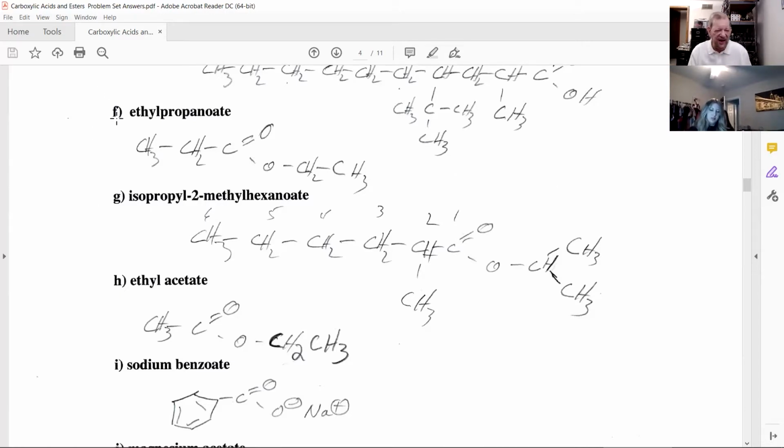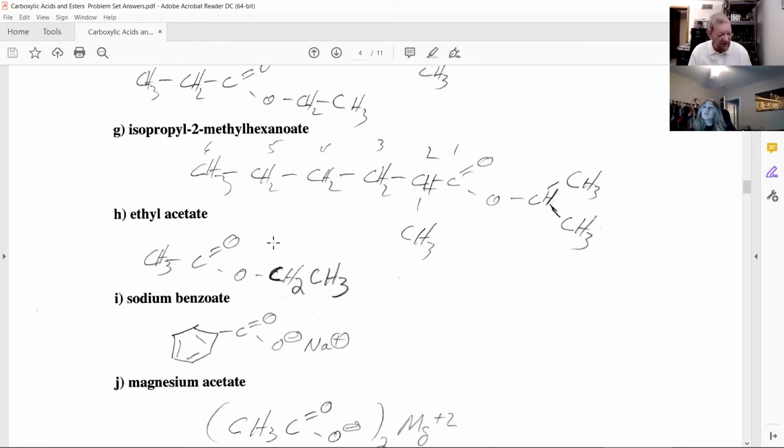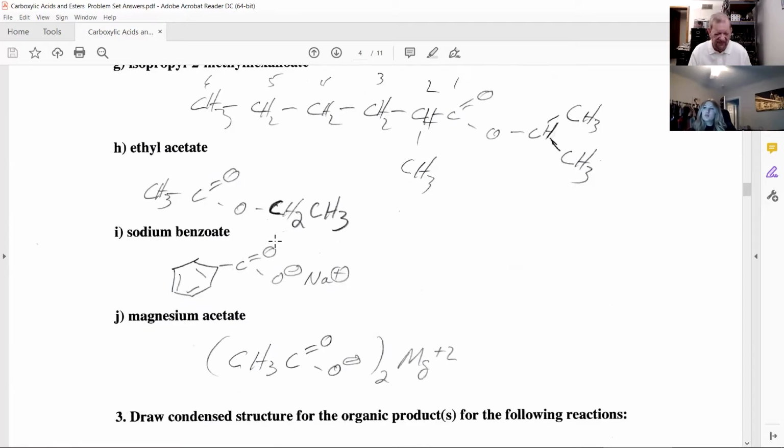All right, let's look at F. Start from the right, move left. The OAT ending tells you it's either a carboxylate anion or an ester. In the front, since you don't see the name of an element, but an alkyl group, it's an ester. So propanoate, drop the OAT, you get propane, three carbons. The alkyl group in the front is the R prime group on the oxygen. Ethyl acetate was the common name we just went through.